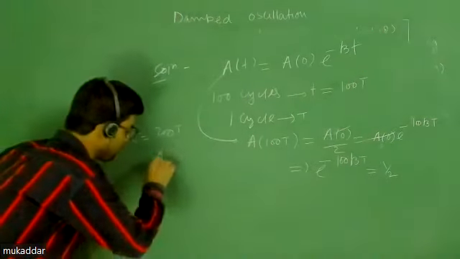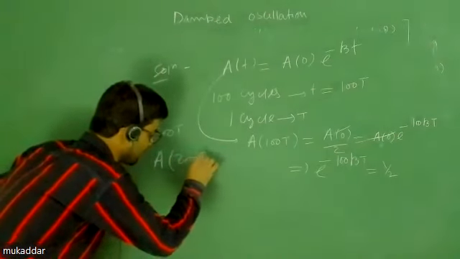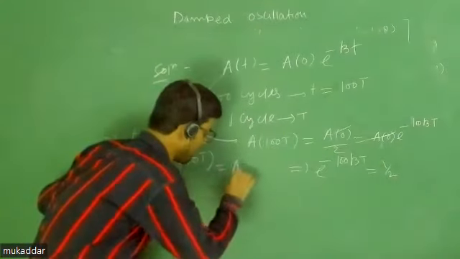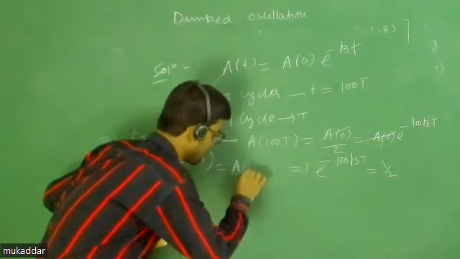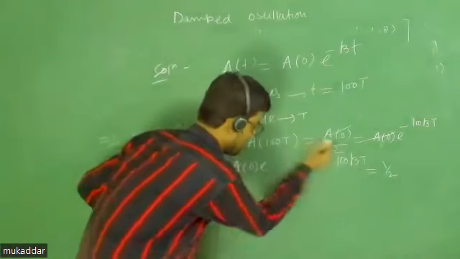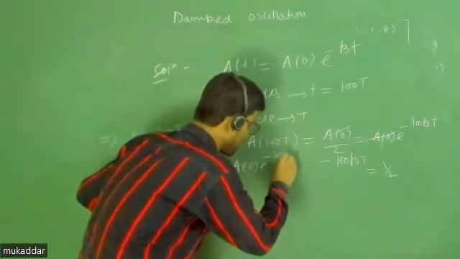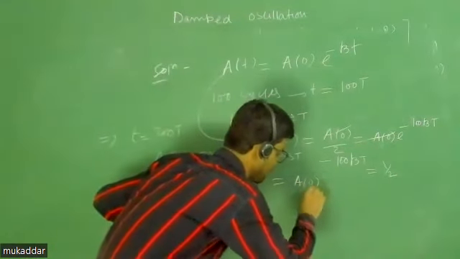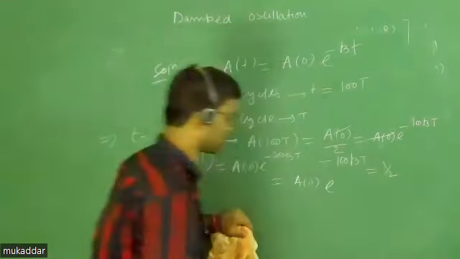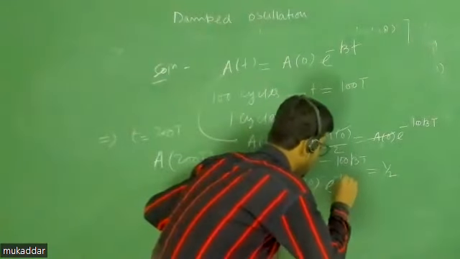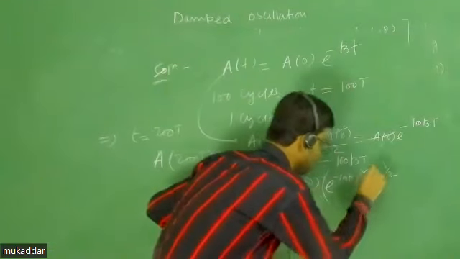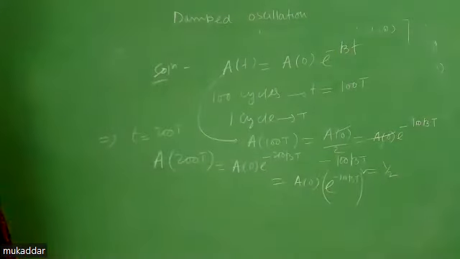So now the amplitude after completing 200 cycles, at time 200 into T, will be A naught into e to the power minus 200 beta into T. And that can be written as A naught times, इसको क्या लिख सकते हो बताओ? e to the power minus 100 beta T का स्क्वायर, लिख सकते हो, right?